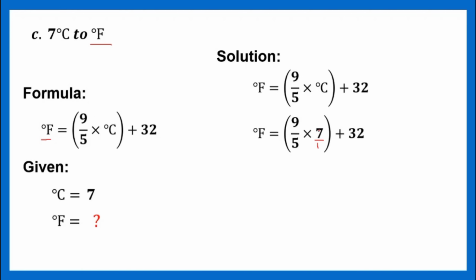So, 9 times 7, 1 times 5. Nilagyan ko ng over 1 para kita natin kung ano ang i-multiply natin. Ano ang numerator dyan, ano ang denominator. So, 9 times 7 over 5 times 1. 9 times 7, ano? 63. Ang 5 times 1 ay 5. Tapos, tanggal sa parentheses, tapos magpa-plus tayo ng 32.